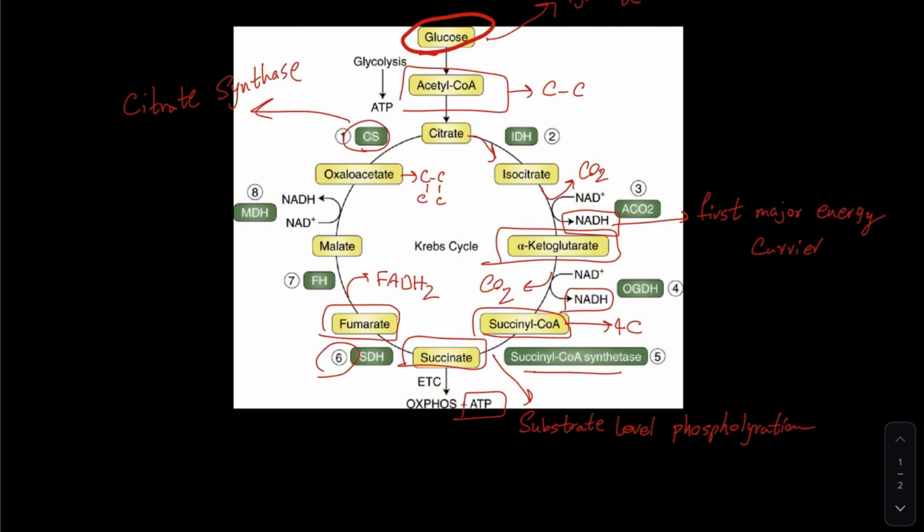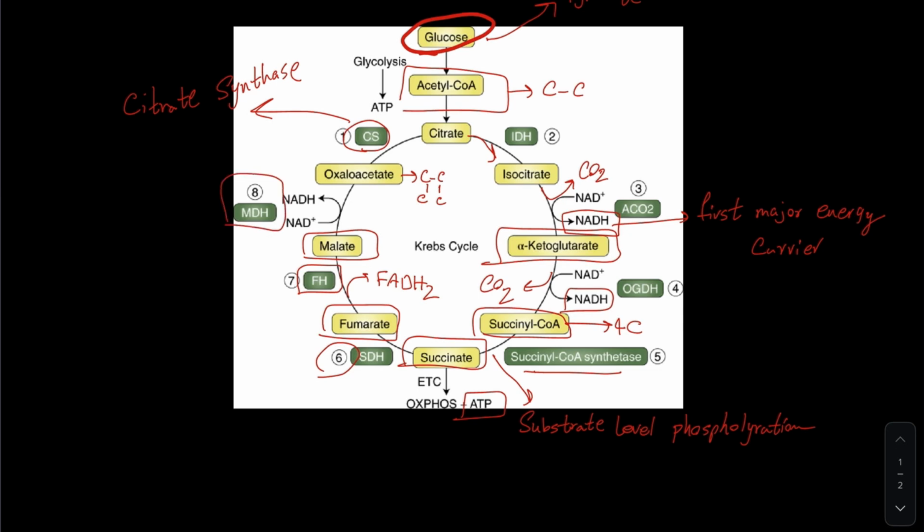Next, water is added to fumarate by the enzyme fumarase. This forms malate. Again, no ATP is produced here. The goal is simply to prepare the molecule for the final oxidation.